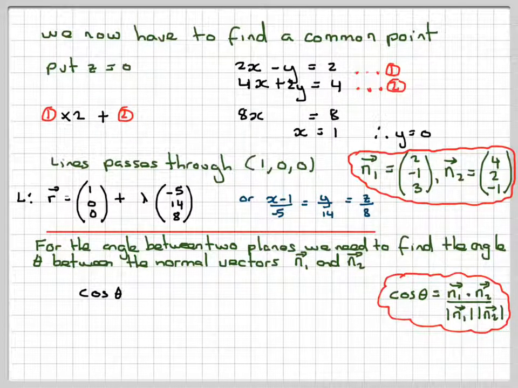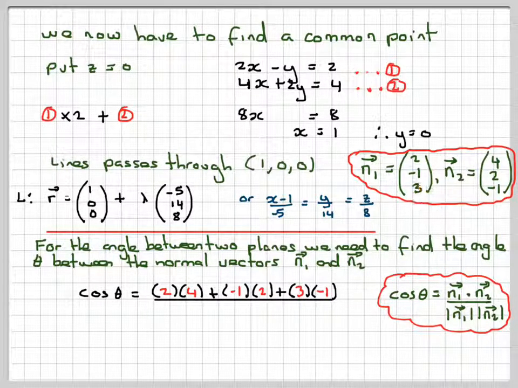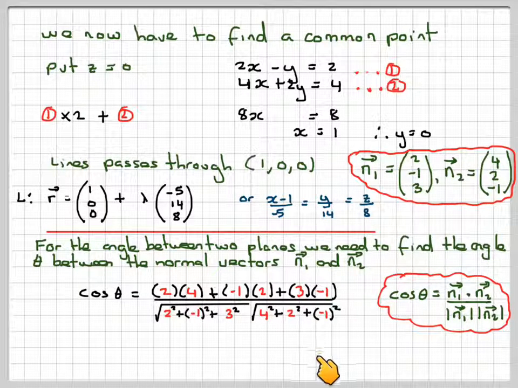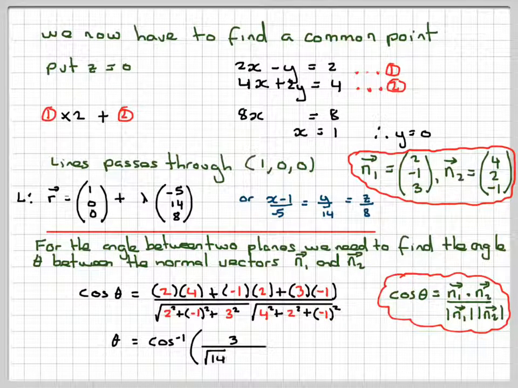So cos theta is going to be 2 times 4 plus minus 1 times 2 plus 3 times minus 1, divided by the magnitude of this one, the square root of 2 squared plus minus 1 squared plus 3 squared, times the magnitude of this one, the square root of 4 squared plus 2 squared plus minus 1 squared. On the top we're going to get 3, divided by root 14 times root 21. On a calculator, that gives an answer of 79.4 degrees.